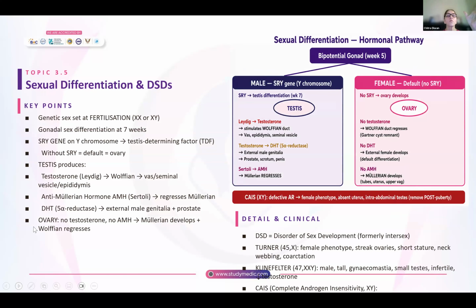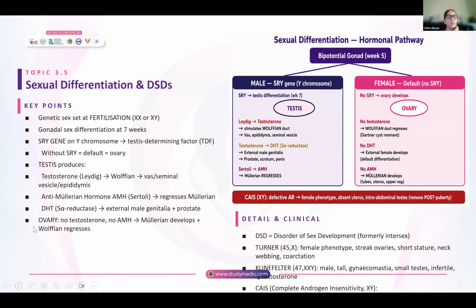Depending on what chromosome comes from the sperm, if there are two X chromosomes, one X from the ovum and one from the sperm, then you get XX. If it is a Y chromosome, then you get XY. So the sex of the fetus is determined at fertilization. Then gonadal sex differentiation, that means whether it is going to lead to formation of the ovaries or the testis, happens at 7 weeks.